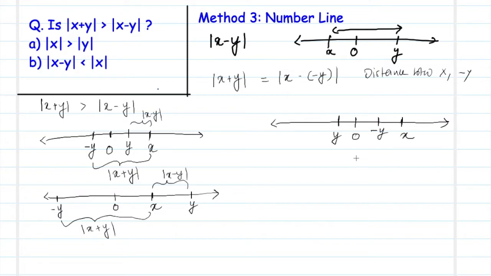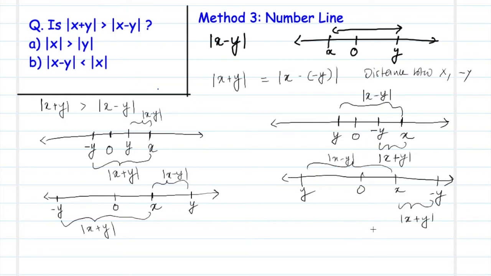What is the distance between x and y? This is the distance between x and y, which is mod x minus y. And this is the distance between x and minus y, which is mod of x plus y. As you can see, in this case, mod of x plus y is actually less than mod of x minus y. You can quickly draw something similar.